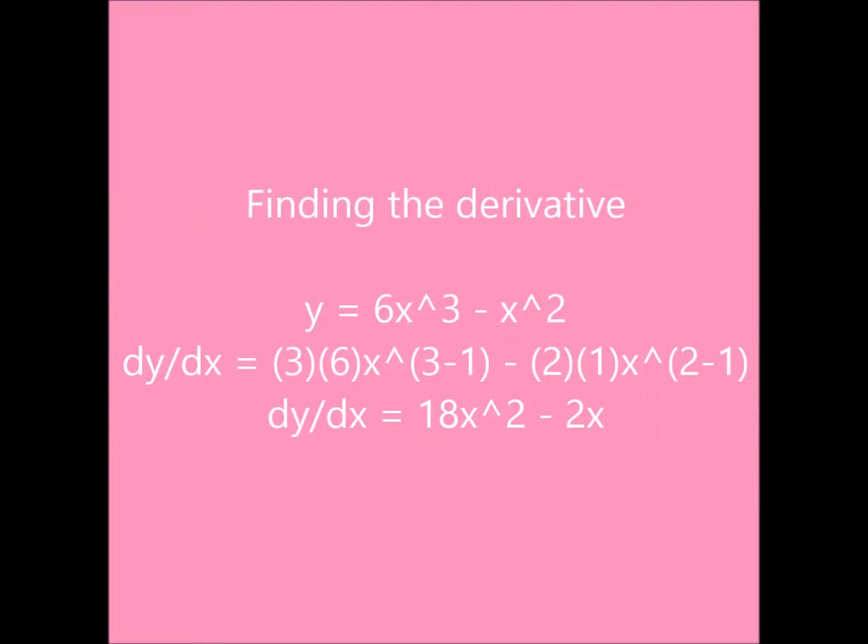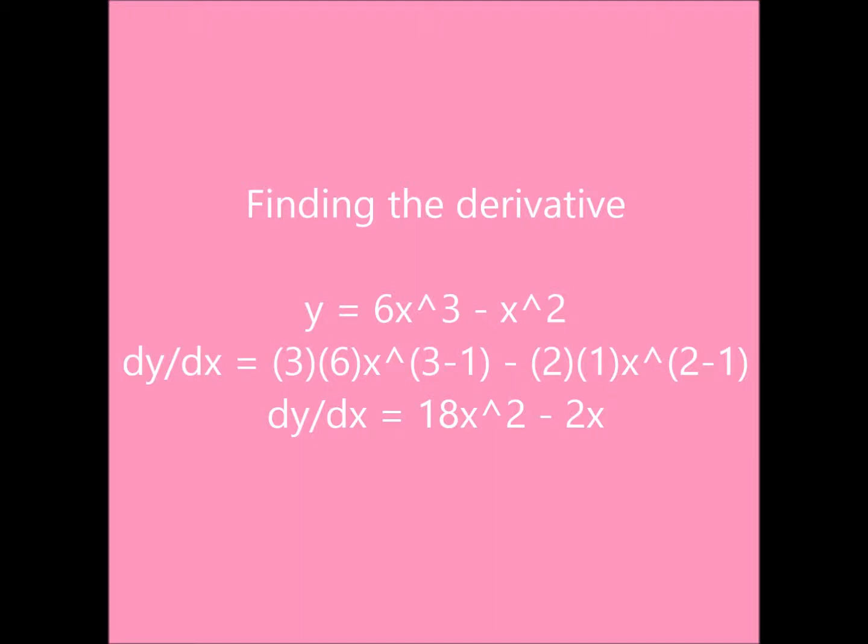For y equals 6x cubed minus x squared, you find the derivative of 6x cubed first. By using the power rule, you bring down the 3 and do 6 times 3 and then take 1 away from the power and get x squared. The derivative of 6x cubed is 18x squared.